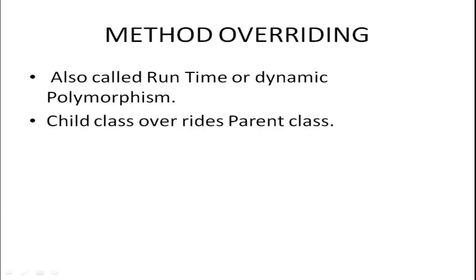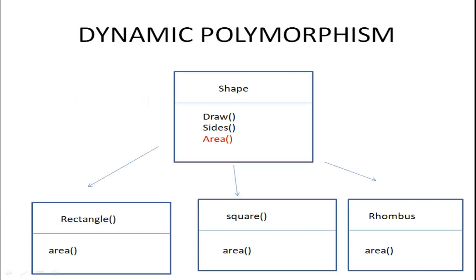Runtime polymorphism. It resolves at runtime rather than compile time, so it is called runtime or dynamic polymorphism. It is achieved through method overriding. Child class overrides parent class. Look at this example. In this example, rhombus, rectangle and square inherit draw method and sides method from base class shape. But area is different for each shape. It overrides the method area during runtime, called runtime polymorphism.